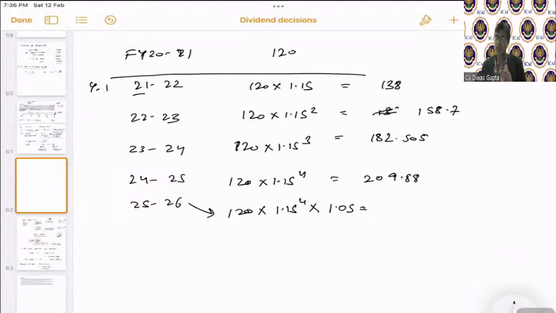So 4 years, it has grown at the rate of 15%, and then it will grow at the rate of 5%, right? So it becomes 209.88 into 1.05, which is 220.37, right, students? Now, to calculate the price, what we have to do is just take these numbers and do the discounting.